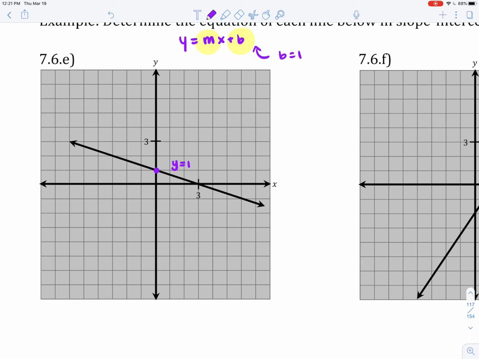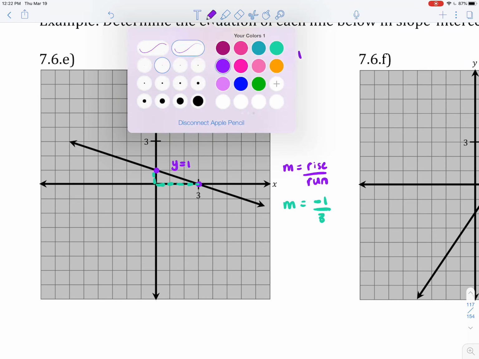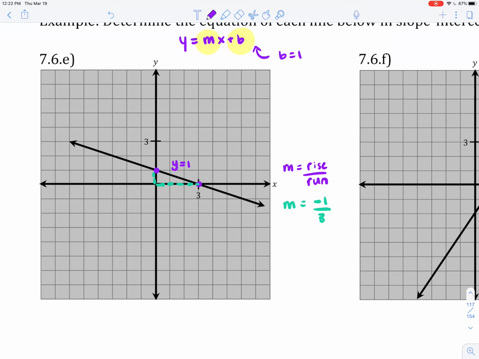Next, we need to find the slope. To find the slope, the easiest way I find is to look for two points on our graph that work out super nicely. One of them could be our y-intercept. The next one I can see lines up exactly at one of the coordinate points on our graph. Remember that slope is our rise over our run. So we're going to see how much we've risen and how much we ran. I'm going to choose a different color. We went down 1, so our rise is -1, and we ran over 1, 2, 3. So we get a slope of -1/3.